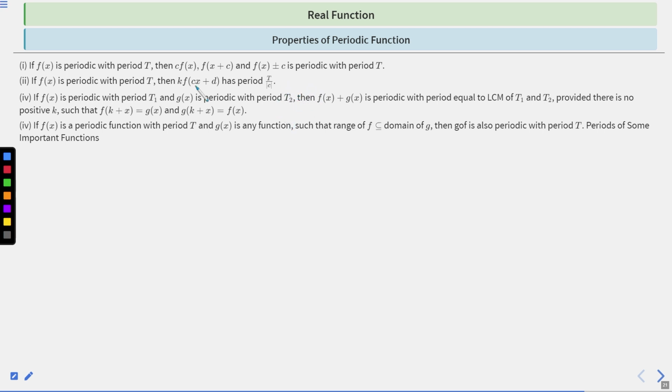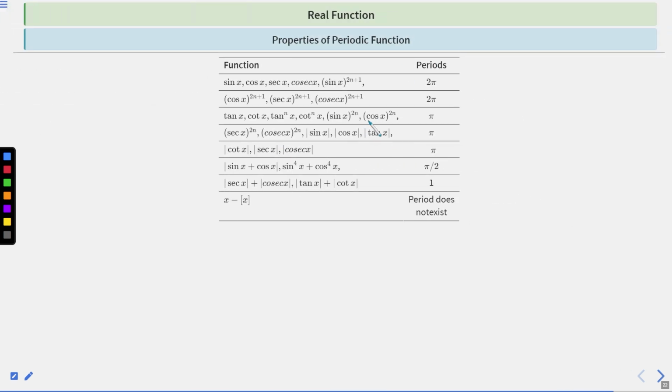If f(x) is periodic with period T1 and g(x) is periodic with period T2, then f(x) + g(x) is periodic with period equal to LCM of T1 and T2, provided there is no positive k such that f(x + k) = g(x) and g(x + k) = f(x). If f(x) is a periodic function with period T and g(x) is any function such that the range of f is a subset of the domain of g, then g of f is also periodic with period T, right? So periods of some of the important functions are given below.